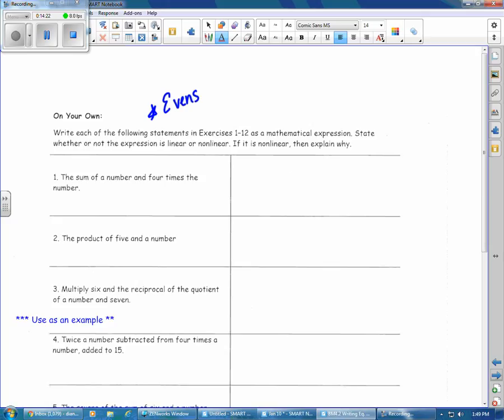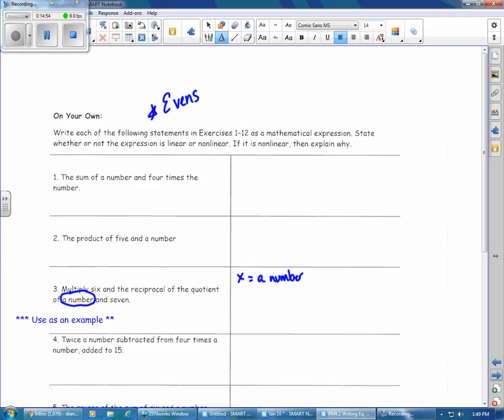So we are taking the words and we need to write them in a number sentence, and then we need to identify whether they're going to be linear or nonlinear. So if I look at number 3, it says multiply 6 and the reciprocal of the quotient of a number and 7. So what is the thing that we don't know? Remember, we have to define our variable. So x, or we need to assign x to something. We don't know what the number is. So we're going to say x is a number.